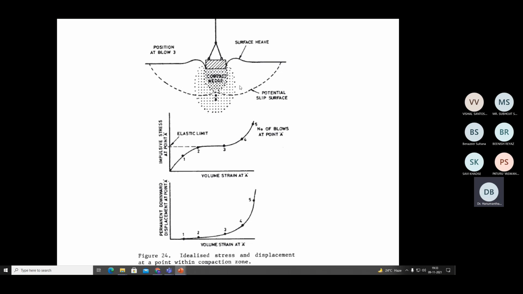Now what happens if at the same location you apply many blows, as shown here: 1 blow, 2 blows, 3, 4, 5 blows. The soil turns from, say, a recoverable state to a non-recoverable state, and these are the volumetric strains. With 1 blow there is the least volumetric strain, but as you go to 5 blows, there is a huge amount of volumetric strain or volume deformation.